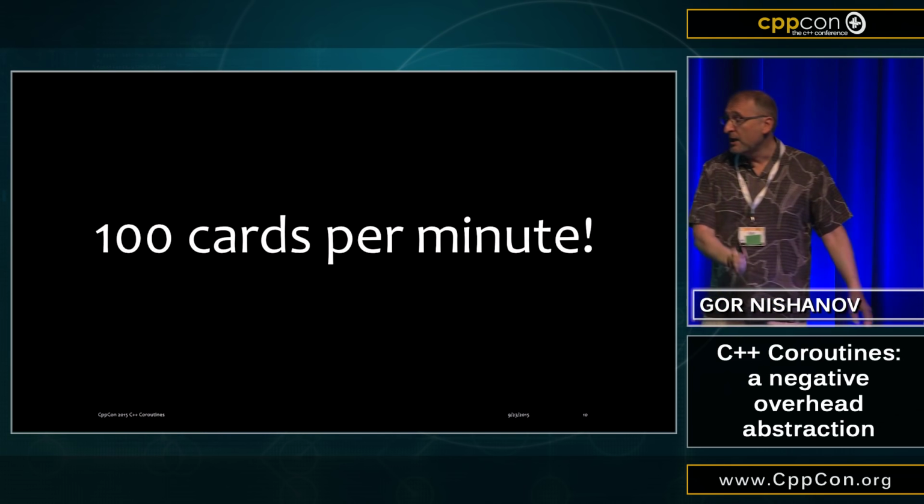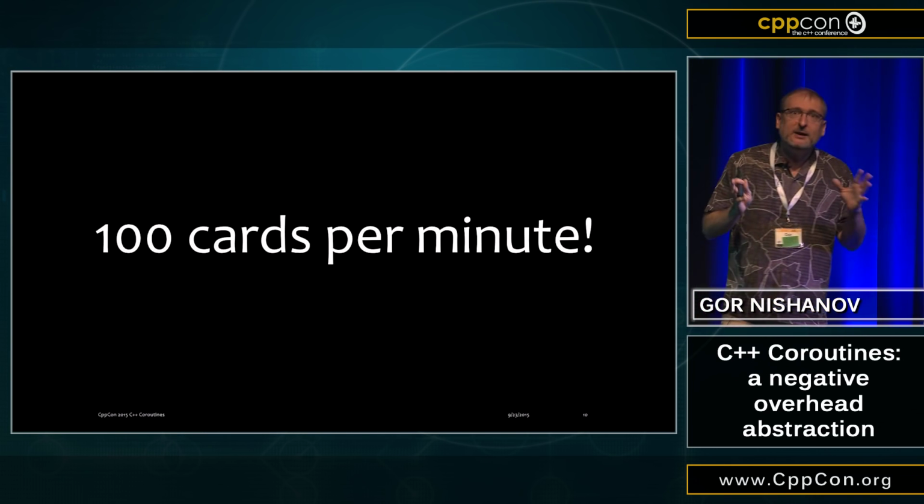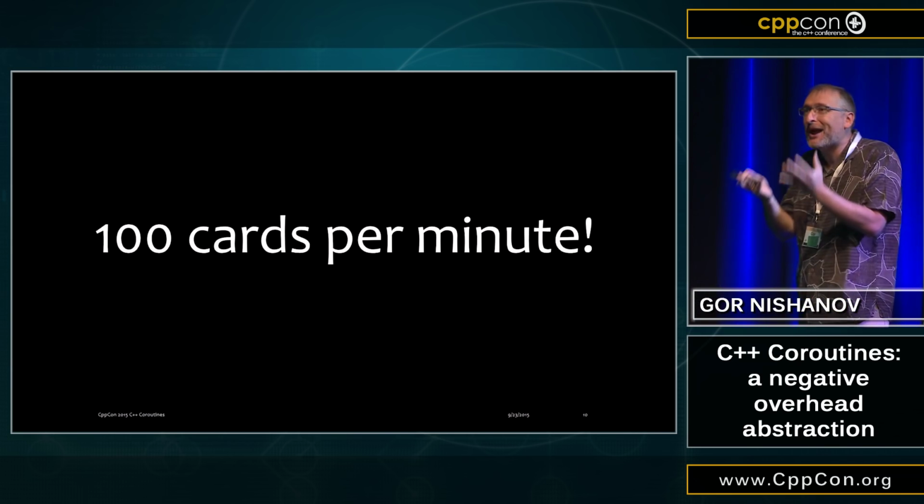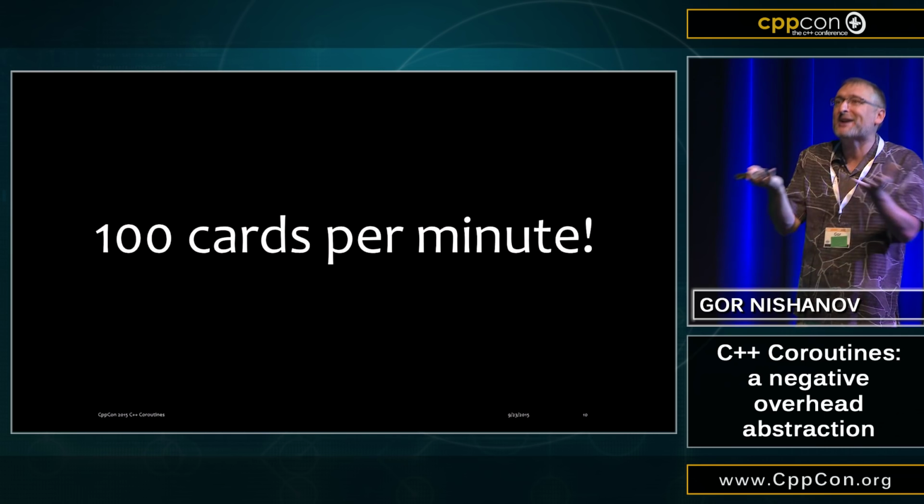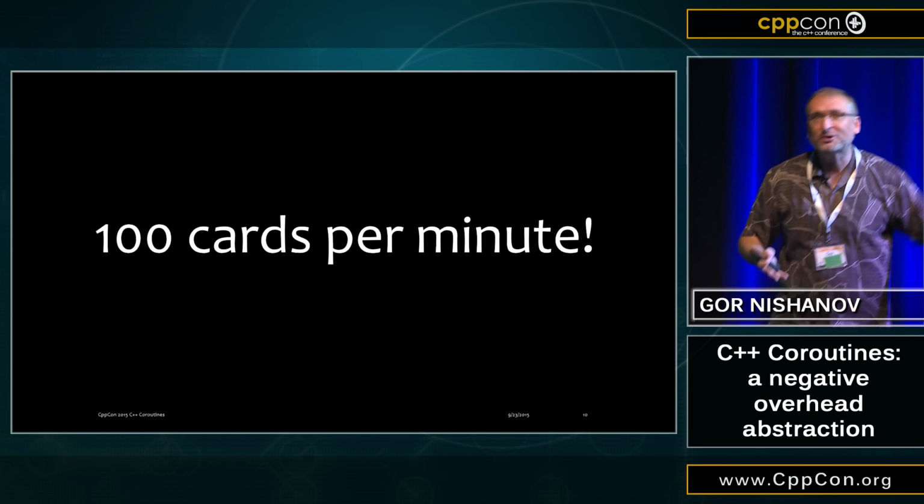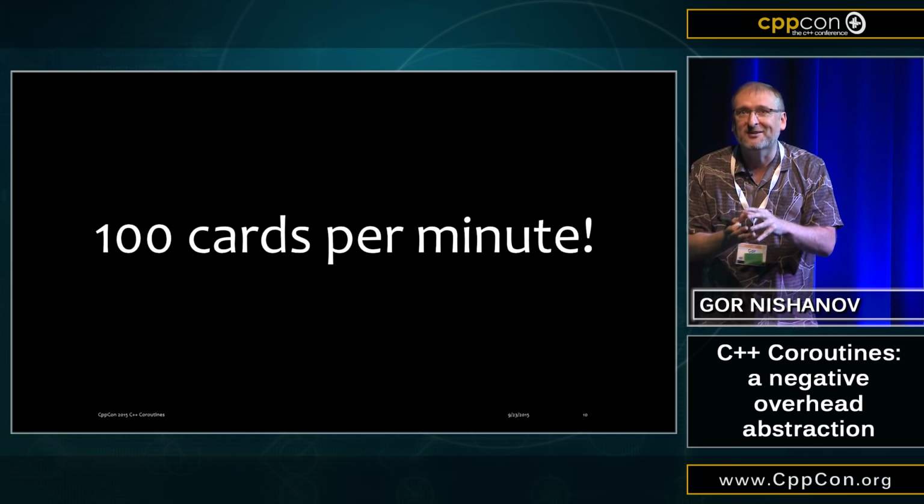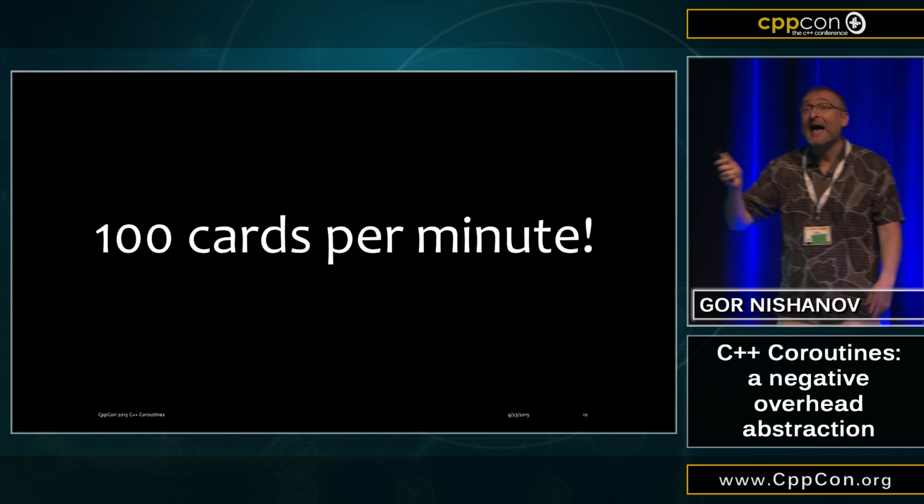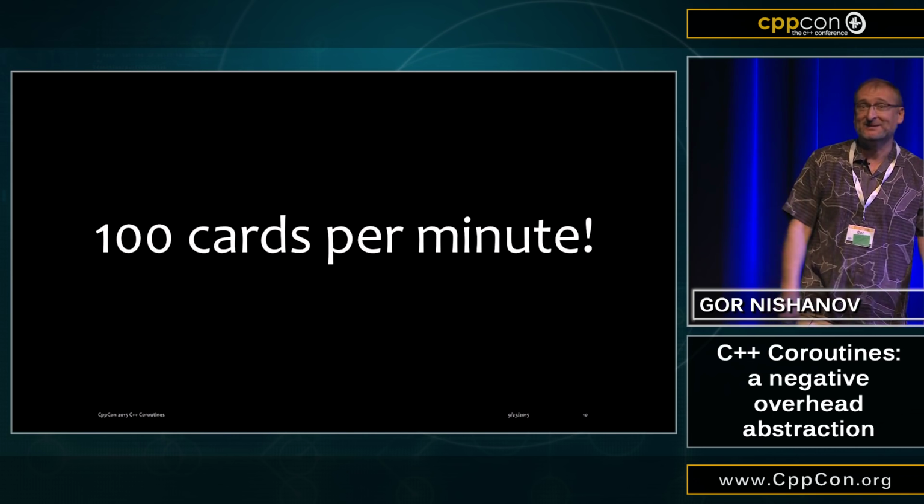Unbelievable. Now, this is an example, maybe, of a negative overhead abstraction. Essentially, when you raise the level of abstraction, suddenly your stuff is not only simpler, shorter, neater, tighter than before, but also much faster. This has been forgotten about coroutines.